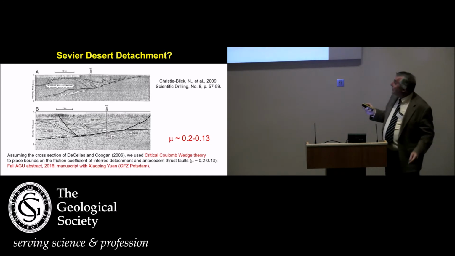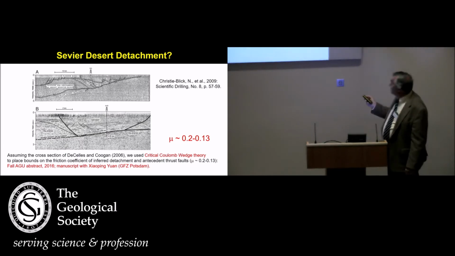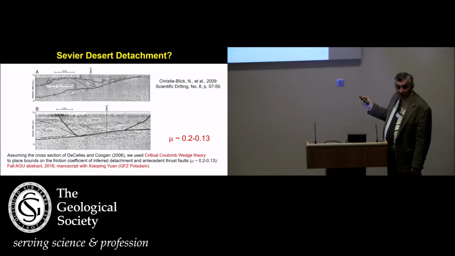So you then say, well, if I drilled a hole through it, I should get down at 2.8 kilometers. I should find materials that should be consistent with having a friction coefficient of that, if Peter DeCelles's cross-section is correct. So it's a testable hypothesis, right?